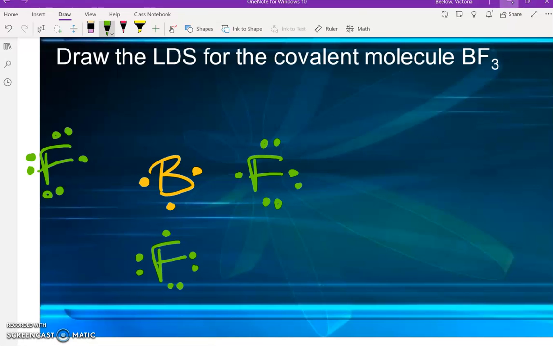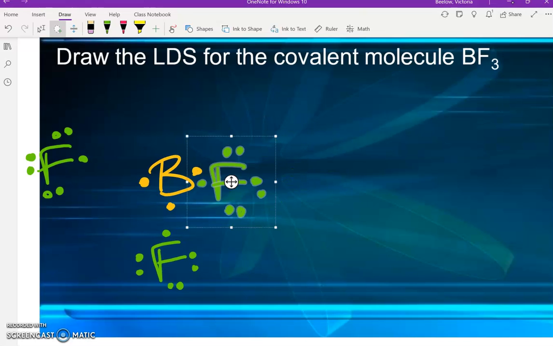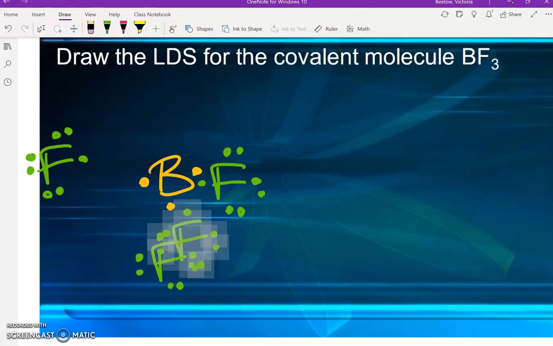And now I'm going to rearrange my elements so that each element is surrounded by 8 valence electrons, with boron, of course, being one of our exceptions. So if I take the fluorine and I do this, we can see that the fluorine is now surrounded by 8 valence electrons, okay? The boron, however, is not, and it is one of those exceptions. It can only be surrounded by 6 valence electrons. So it's almost like putting a puzzle together.